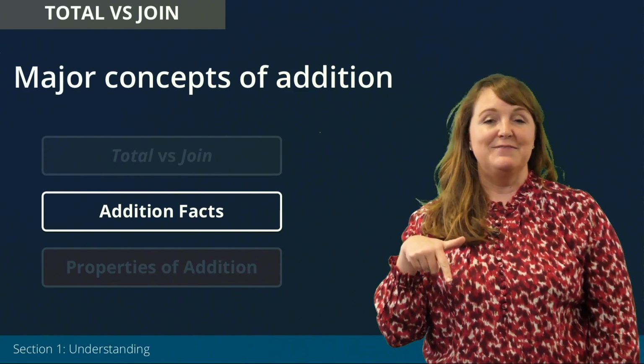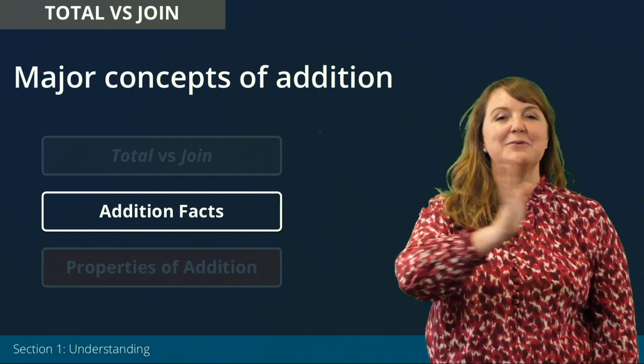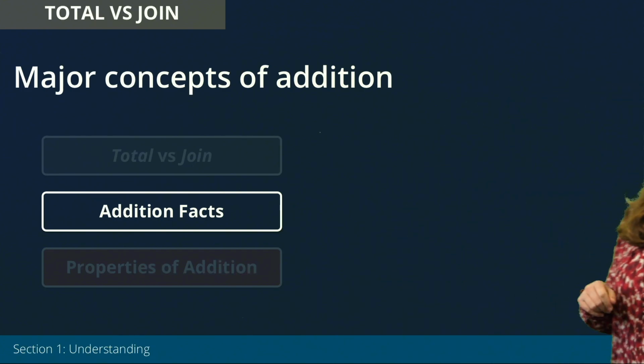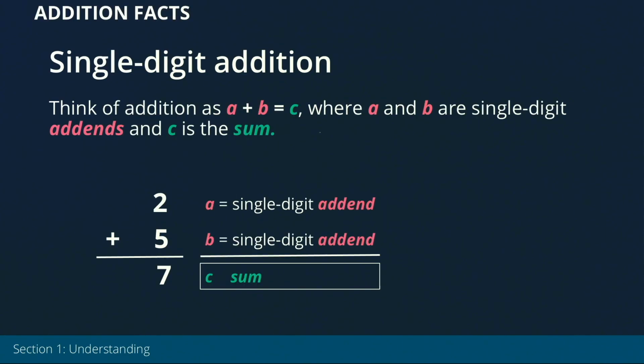I need to get out of this video because you're about to see a full screen of information about addition. Here we go. Now, as we think about single-digit addition, that's often where we think about the facts. We want to think about addition as A plus B equals C, where A and B are addends and C is the sum. The definition of a fact is single-digit addends added together for a single or double-digit sum. There are 100 of these, as I said.